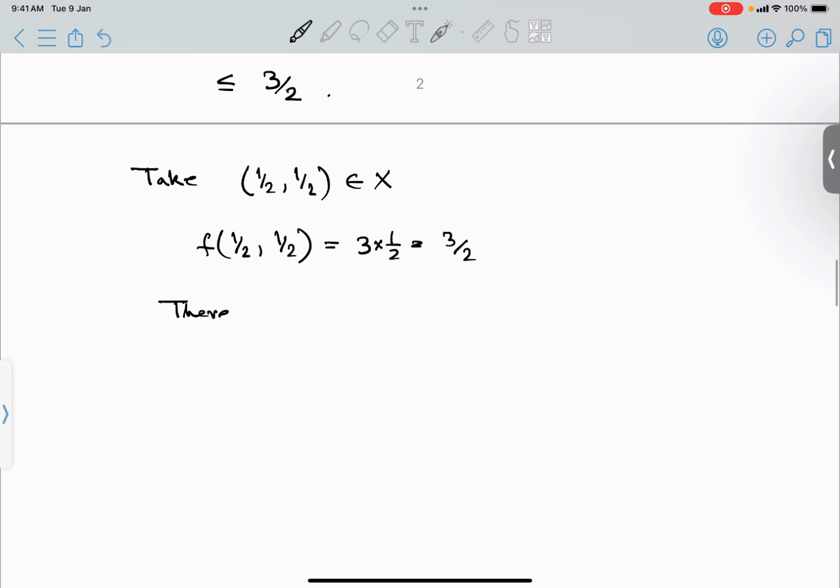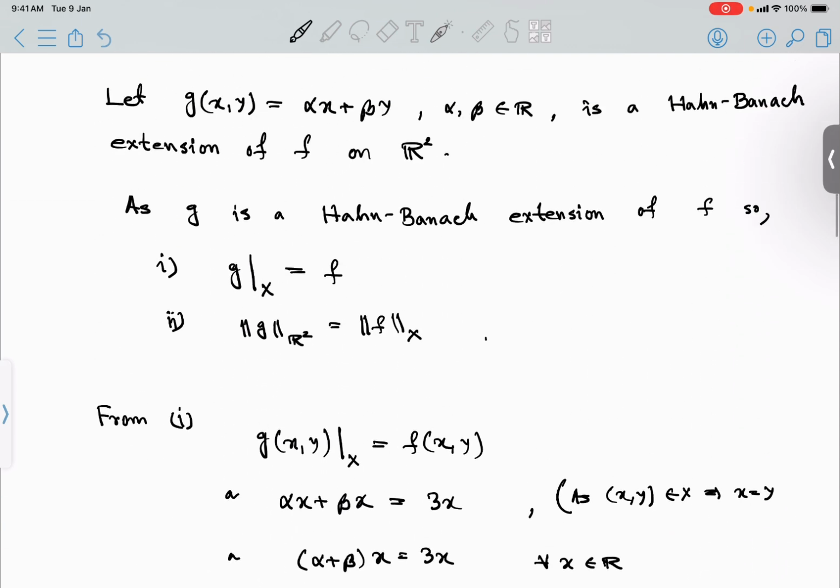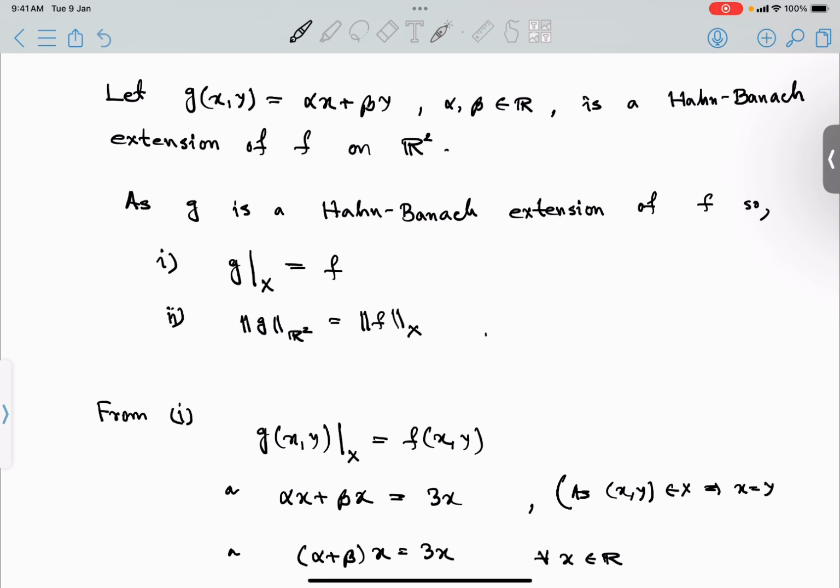Therefore the norm of f on X is 3 by 2. So you get the norm of f. Now you have to calculate the norm of g, and then we have to equate these two. So what will be the norm of g?